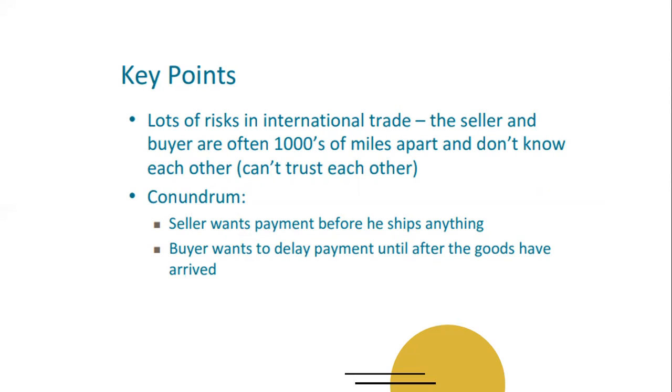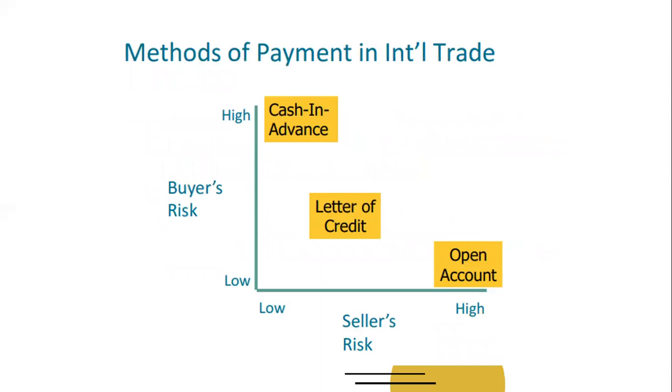The interesting thing is that generally speaking, sellers want to get the payment for their goods as soon as possible. Even before they ship anything, a seller would like to get their payment in advance. And buyers usually like to delay making their payments. They would like to make the payment only after they have received their goods. So this is a kind of a conundrum. It's kind of a funny situation going on.